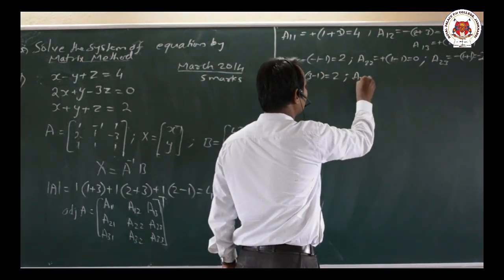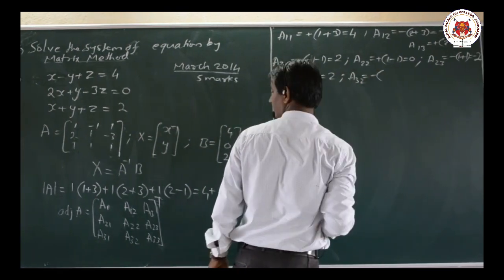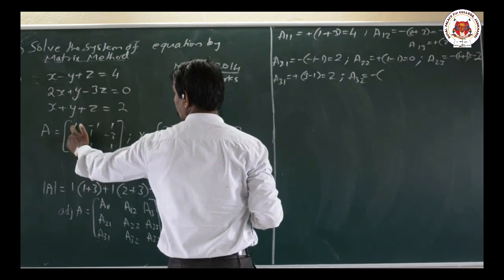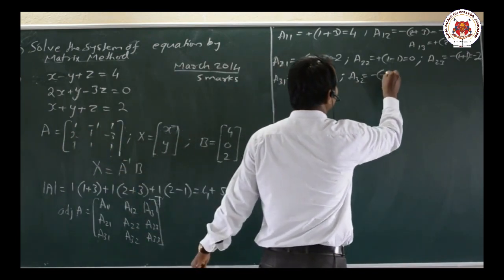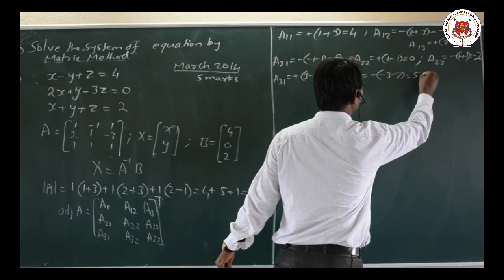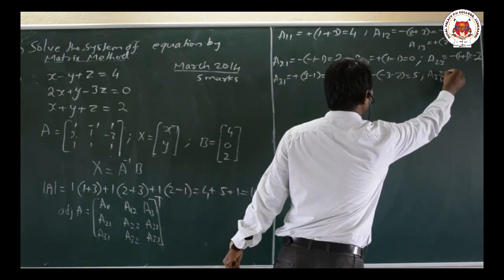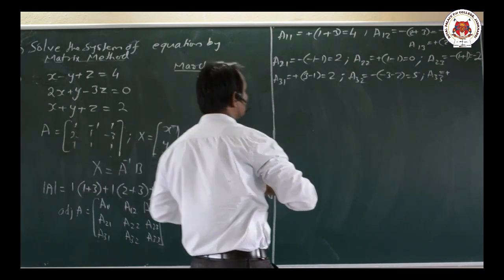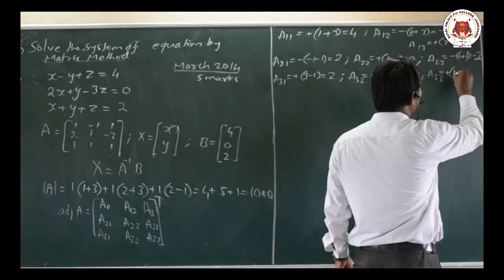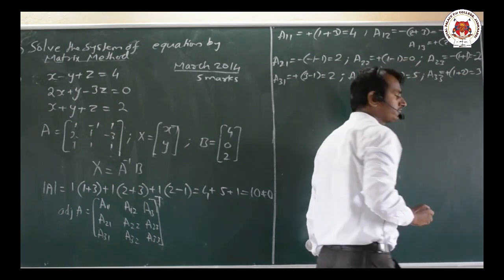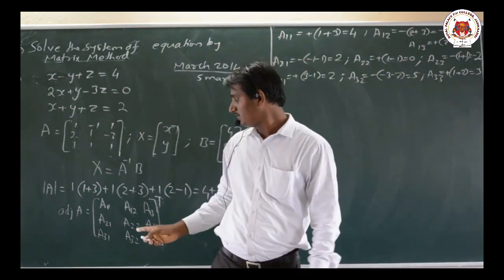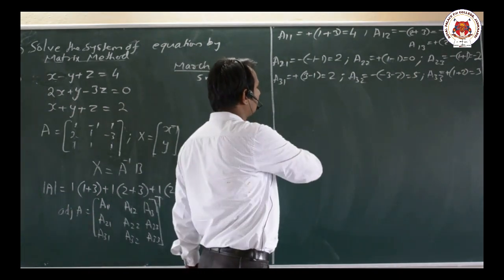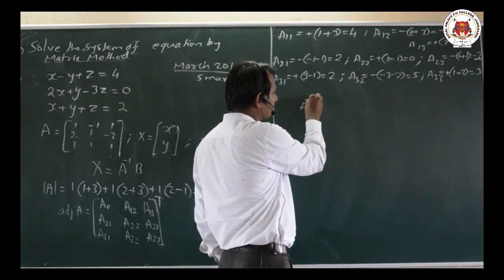Then A32. A32 sign will be negative here. Leaving this row and column, minus 3, minus 2. The value will be 5. Then at last the A33 value, plus, of what we have last one, that is 1, minus of minus 2, that is 1 plus 2, the value will be 3. That is all about the values of all these cofactors. Now I will directly write down the adjoint of A, or else you can directly write the A inverse also.